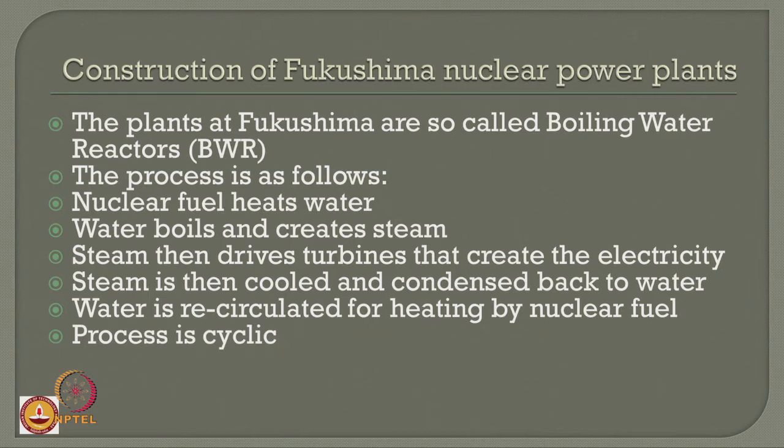Let us quickly understand, it is a very simple process. Nuclear fuel heats the water, water becomes steam, steam drives a turbine and generates electricity. Steam is then cooled and condensed back to water, it is recirculated for heating by the nuclear fuel, and the process is simply cyclic. The nuclear fuel used in this specific case is uranium oxide.